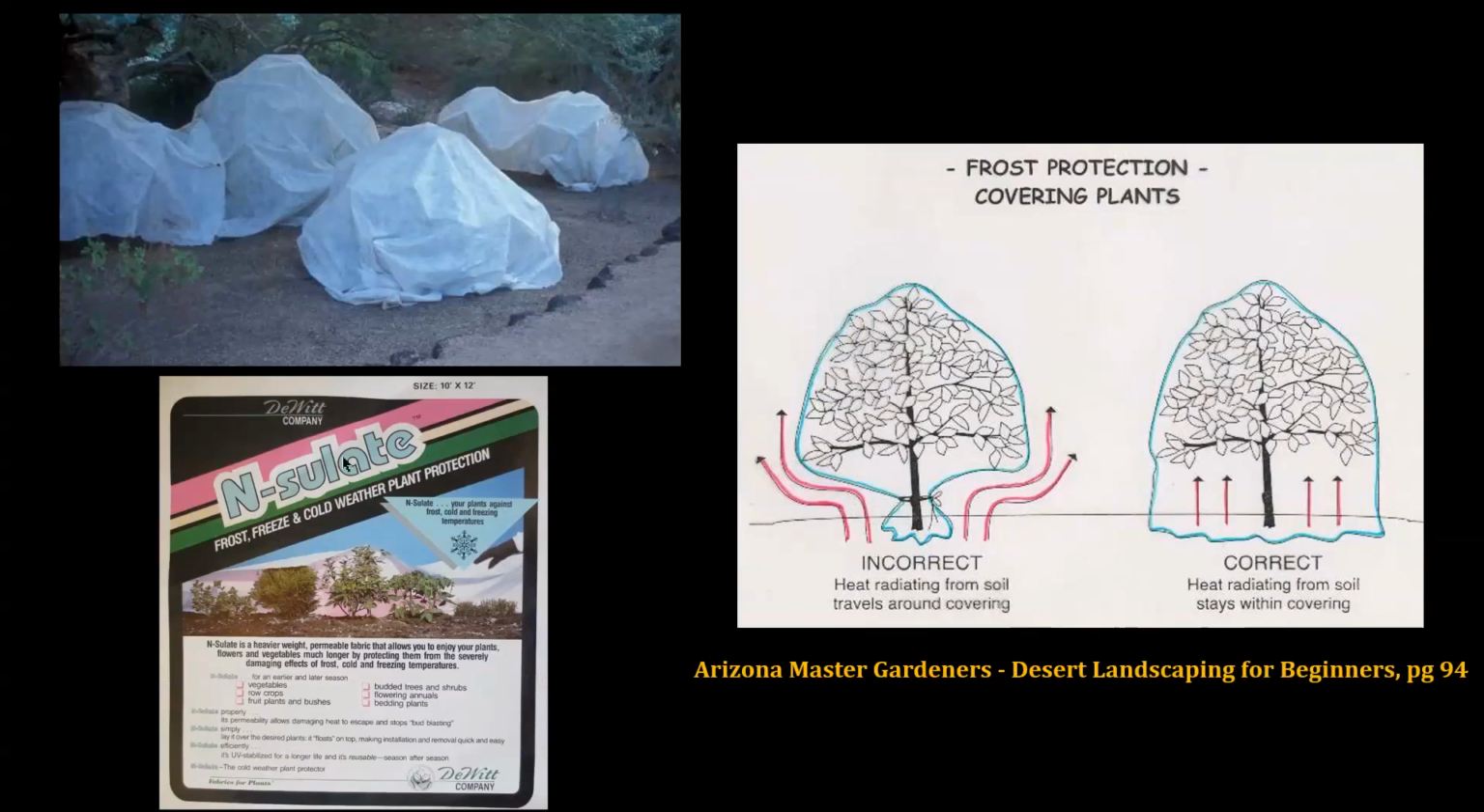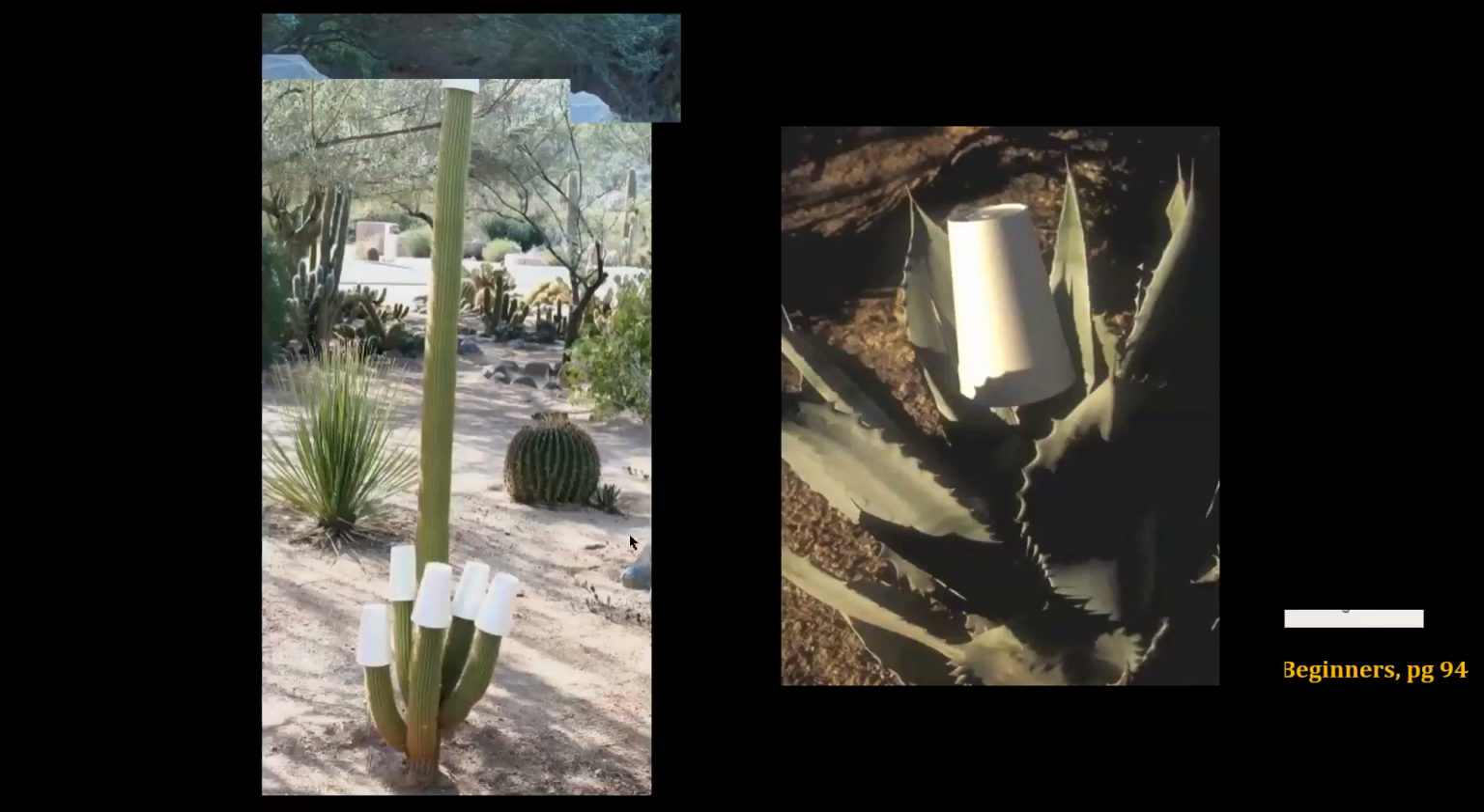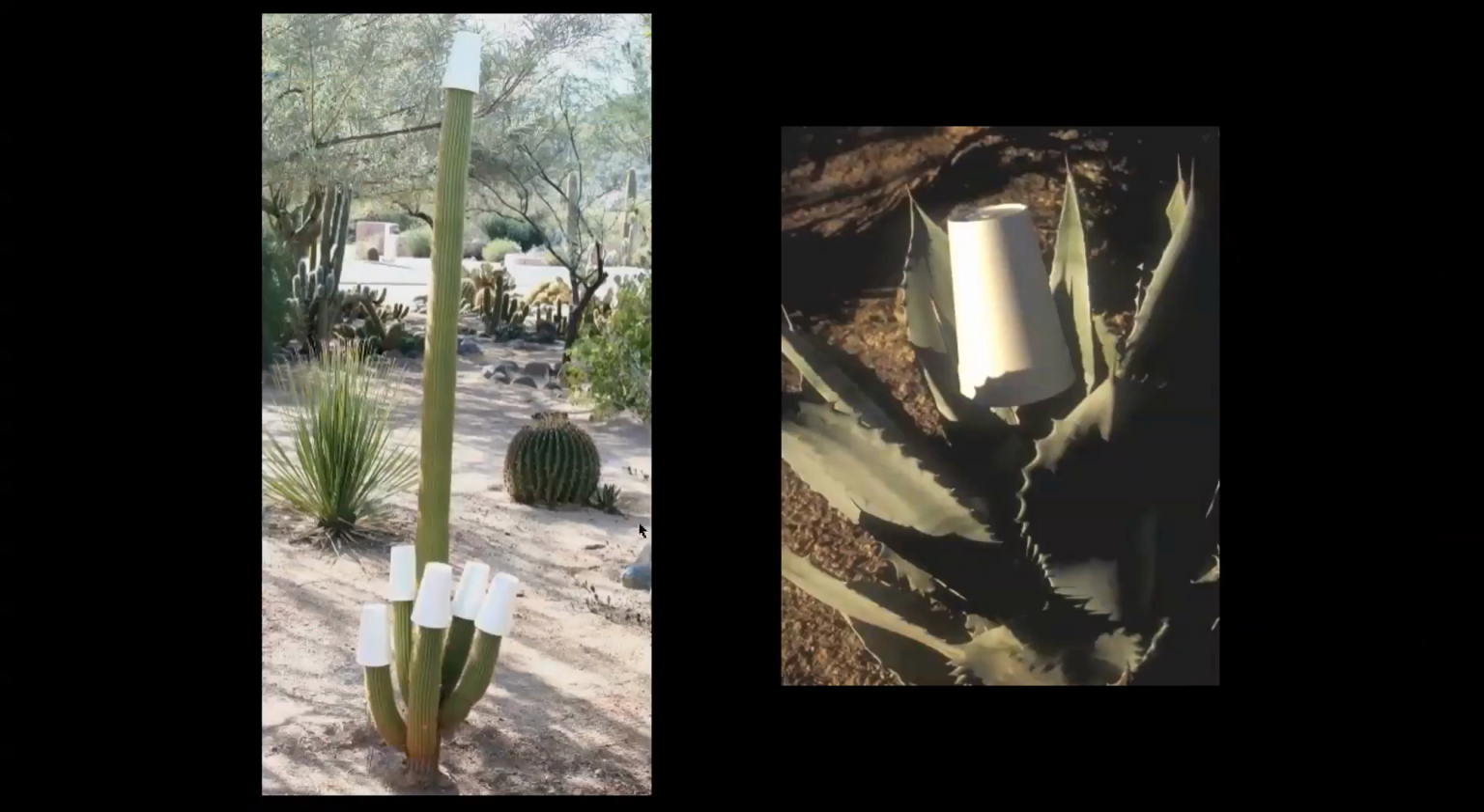To me, this is easier using this material. Can leave it on for even up to a week. For our columnar cacti, or maybe the growing tip of an agave or an aloe bloom that's about to shoot up, use styrofoam cups. Insulation. It's good insulation to protect those tips.